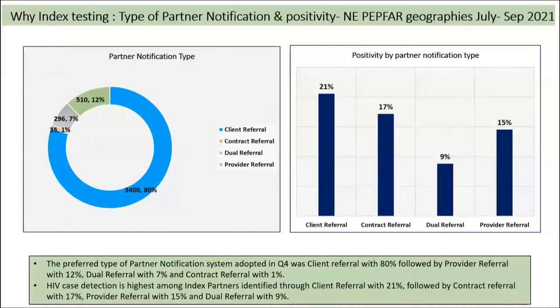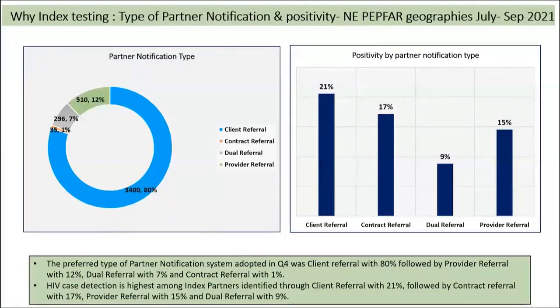The majority of them definitely chose client referral, around 80%. But the positivity was not only from client referral. Almost equally, 21% of the contacts of index cases who accepted client referral were positive.